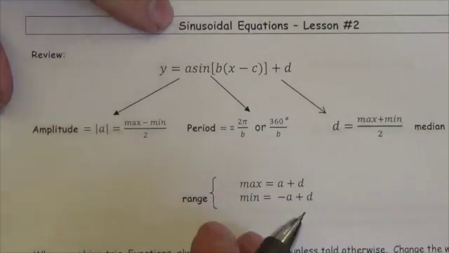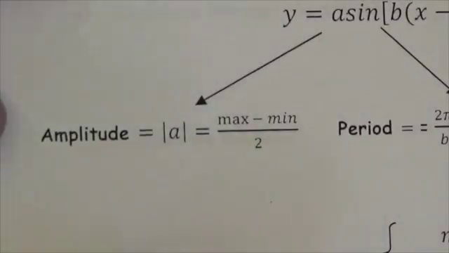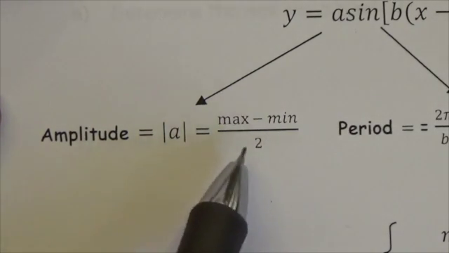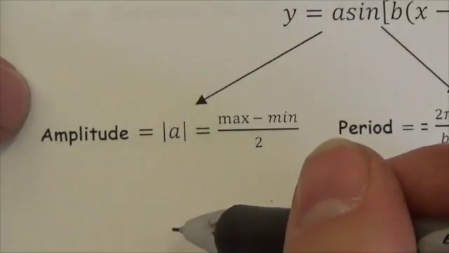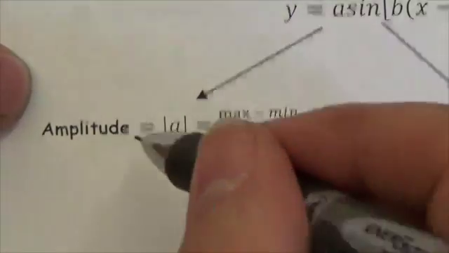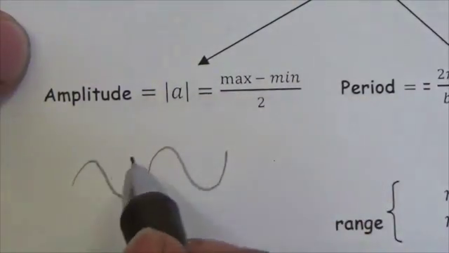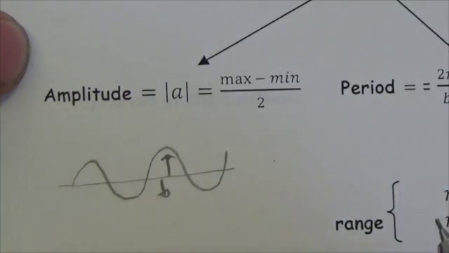We'll determine the amplitude. Now we'll zoom in a little bit on this here. That amplitude is going to be determined by taking the maximum value of the function, subtracting the minimum value, and dividing by 2, because the amplitude is half the distance from the bottom of the graph to the top of the graph. A sinusoidal graph kind of looks like this. Remember that amplitude, we're going to cut it in half, and the amplitude will be that distance.